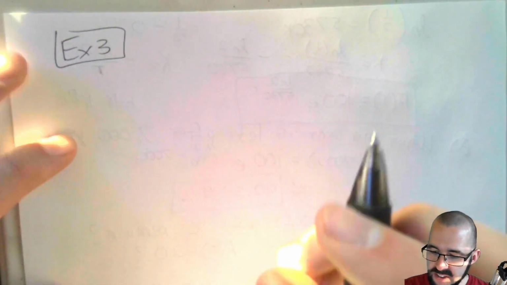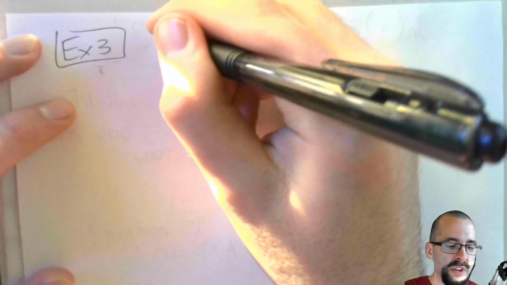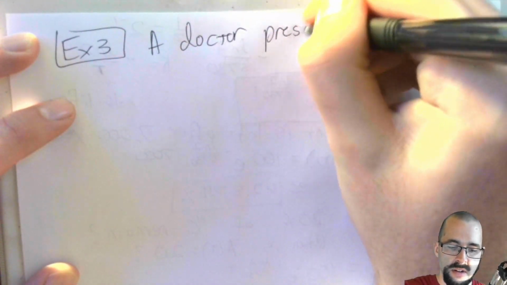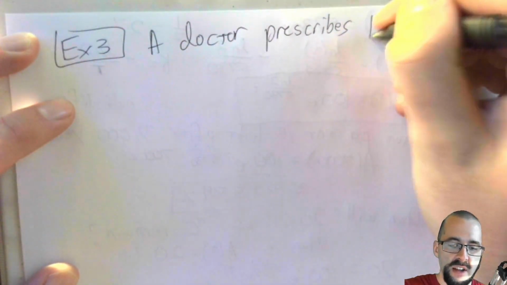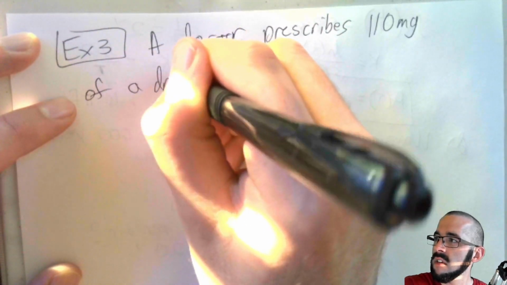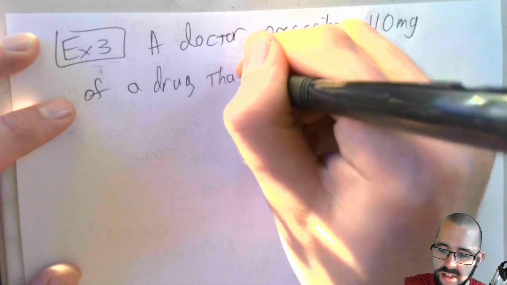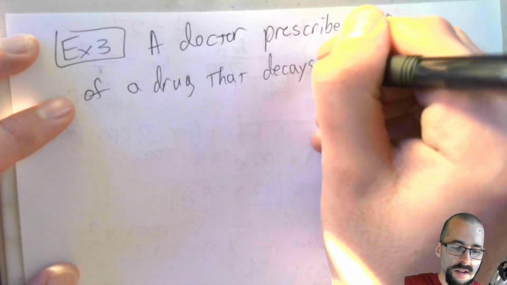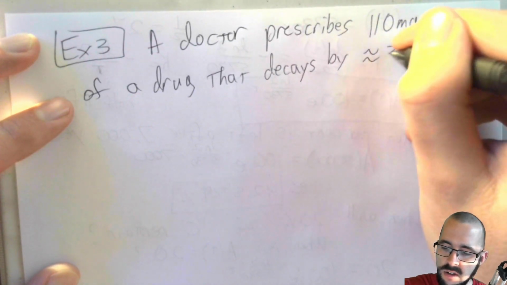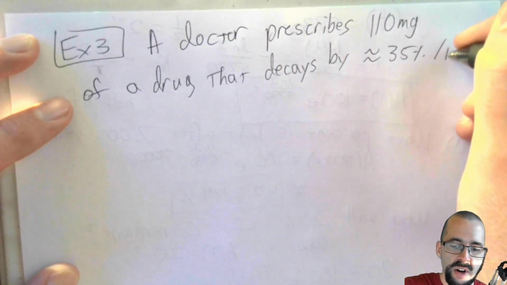So we're going to end this video with a doctor. A doctor prescribes 110 milligrams of a drug that decays by roughly 35% per hour.